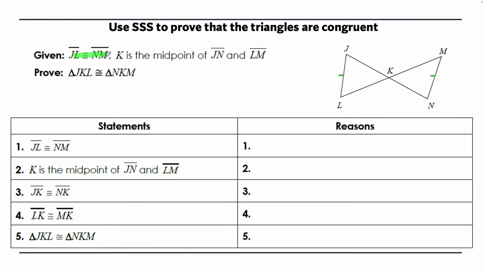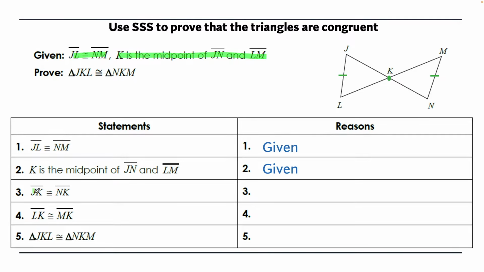Okay, so let's start with the given information. JL is congruent to NM. Make sure you mark that down. That's the first statement. And then the first reason, of course, is because that was given information. And then K is the midpoint of JN and LM. So I'm going to put a dot there just to remind myself. And then reason number 2 is given.